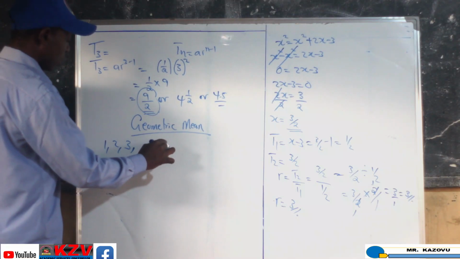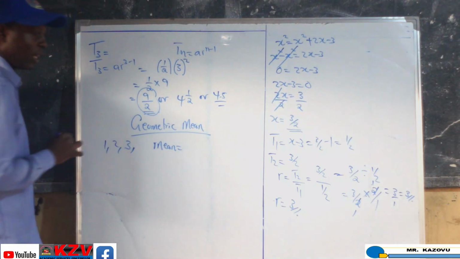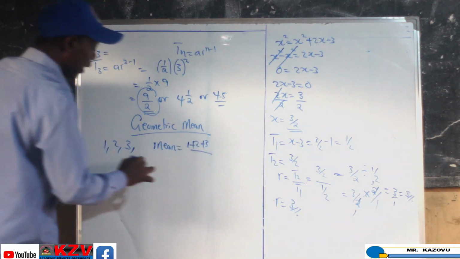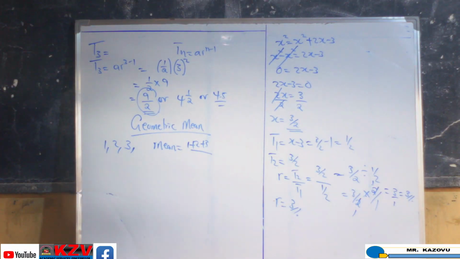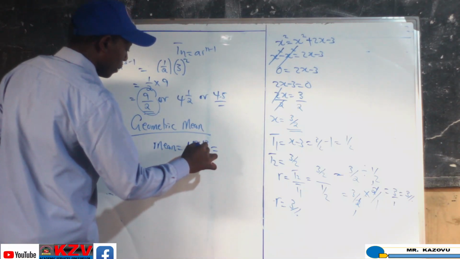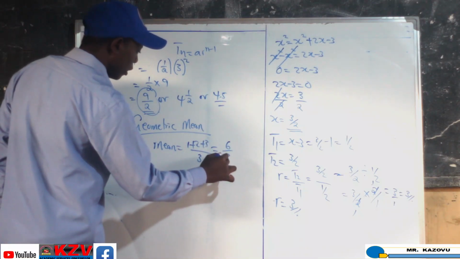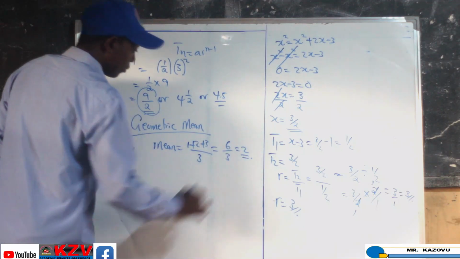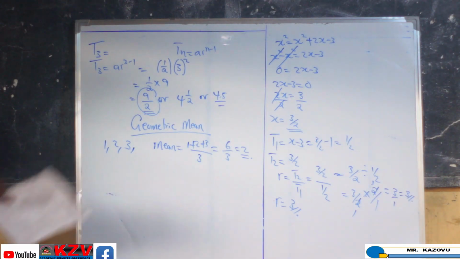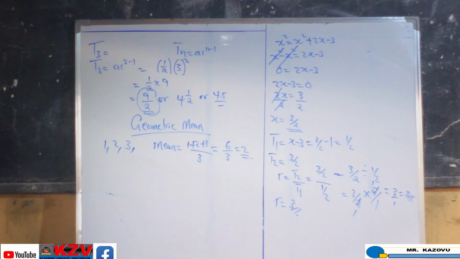Mean is you add the items, the numbers, which is 1 plus 2 plus 3, over the number of items. How many items do we have? 3. So we say 1 plus 2 plus 3 is 6, over 3. 3 into 6, what do you get? 2. That's the mean. And this one is the arithmetic mean, the one I've just calculated.